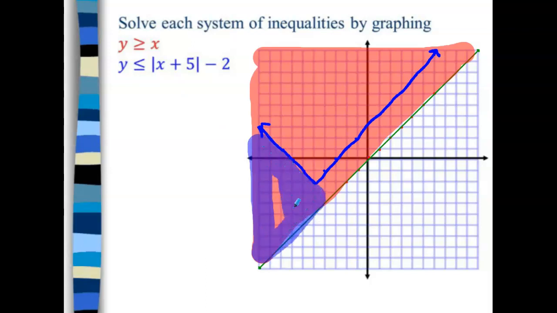And again, I'm already bounded by the red equation, so I'm going to stay between the two lines and kind of get that Nike looking swoosh. So my solution set comes between the two graphs.